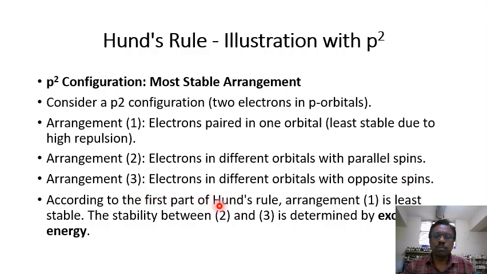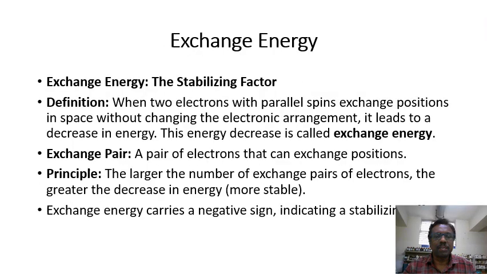According to the first part of Hund's rule, arrangement 1, that is the electrons paired in one orbital, is least stable. The stability between arrangement 2 and arrangement 3 is determined by the exchange energy. So exchange energy, let us see what that is in the next slide. Exchange energy tells about the stabilizing factor. This is a stabilizing factor.